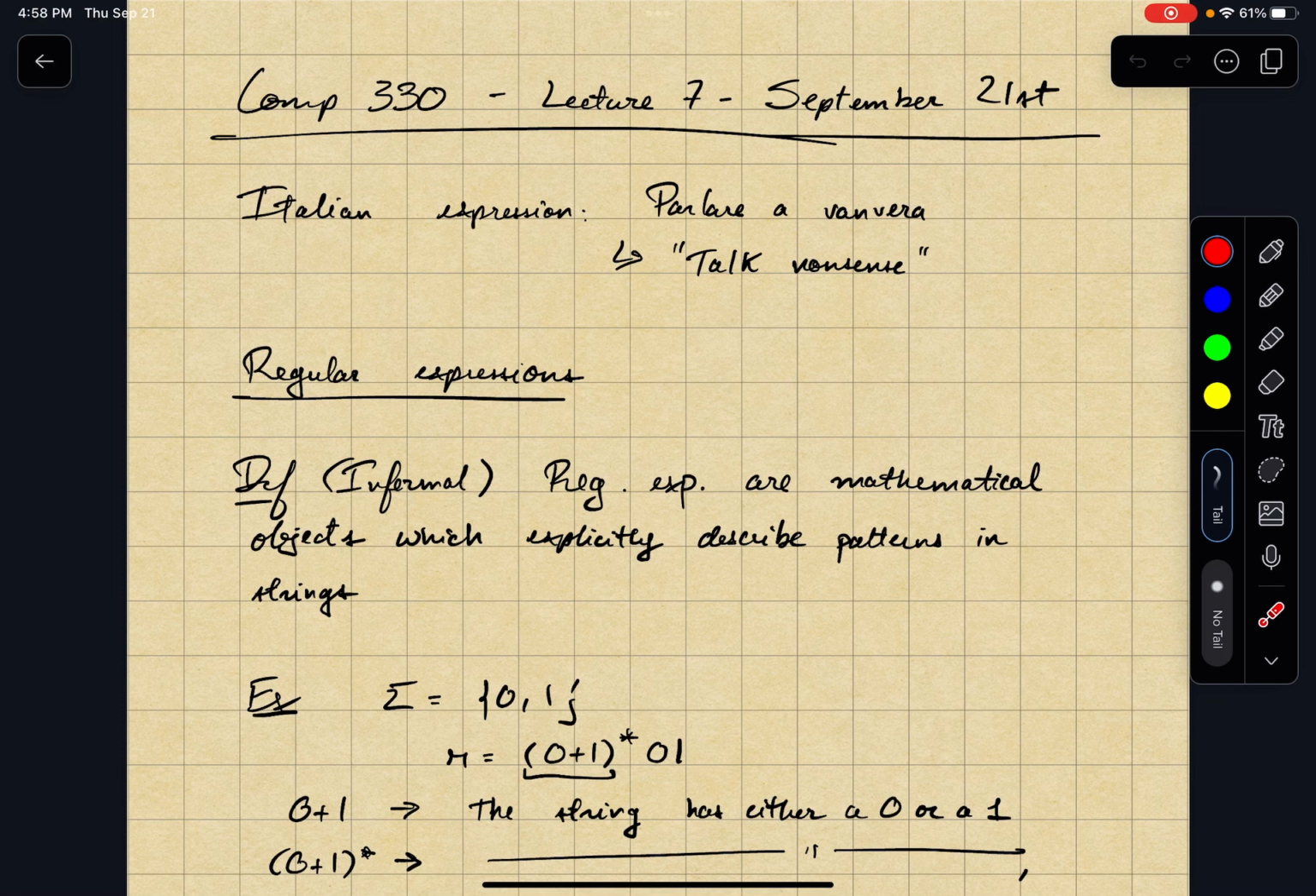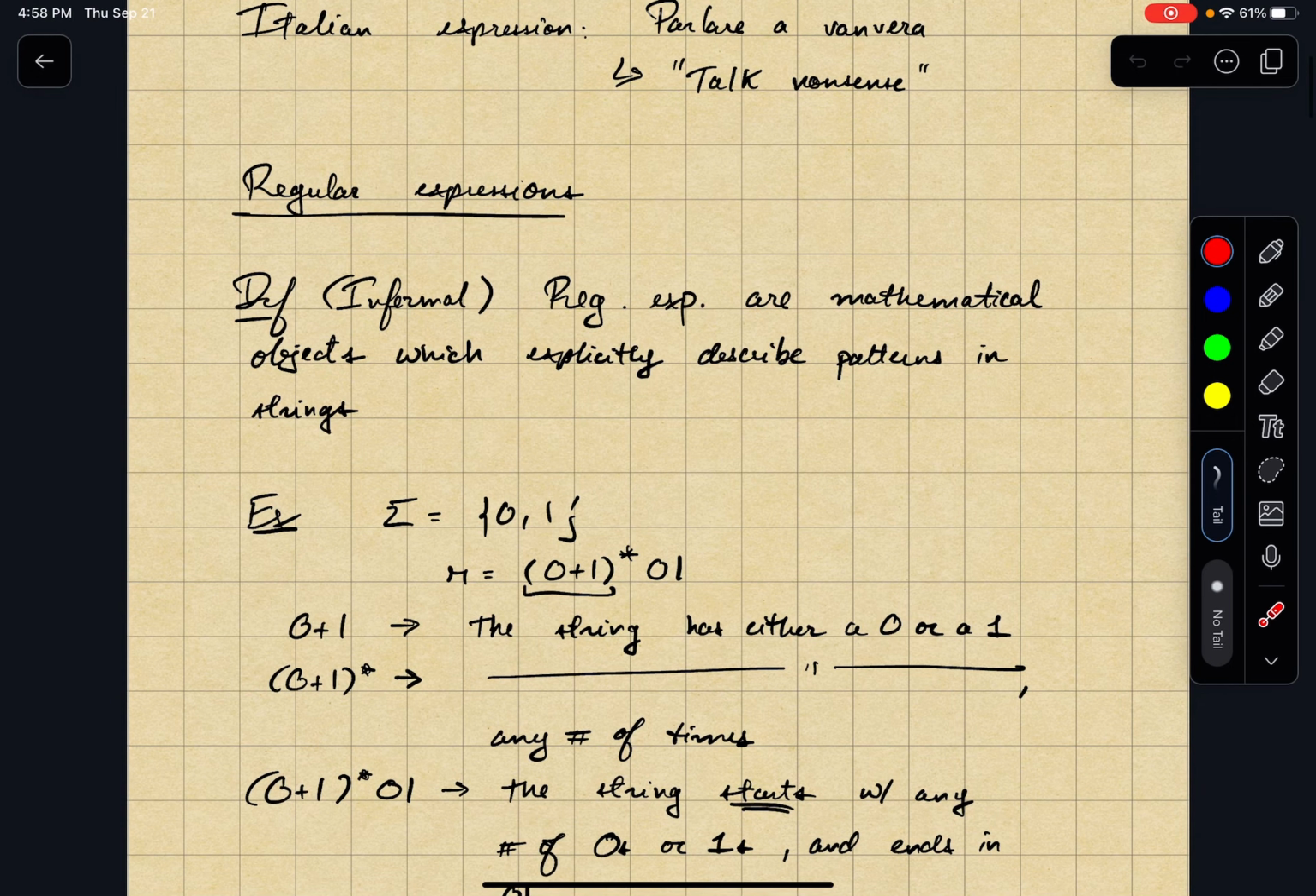So this lecture was about regular expressions. So what are actually regular expressions? Let me give you the informal definition that I introduced at the beginning of class. Regular expressions are these mathematical objects which explicitly describe the patterns in strings. So while finite automata were computational machines that accepted strings, regular expressions are these mathematical objects which describe the patterns of strings. So they're doing something different than accepting. They're saying this is what the string should look like.